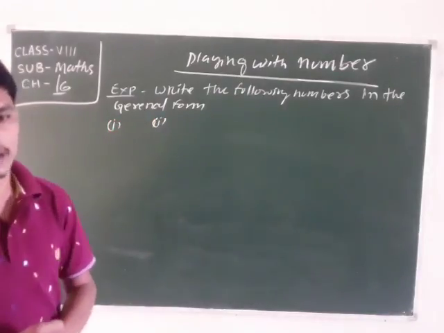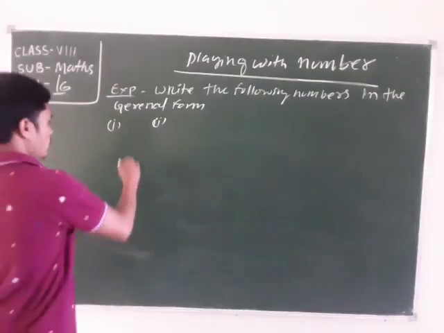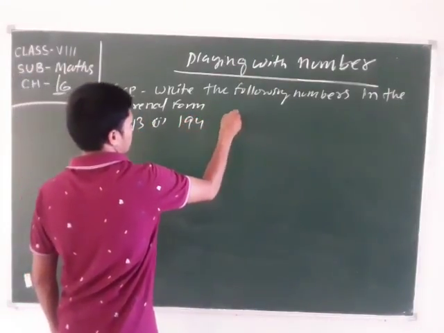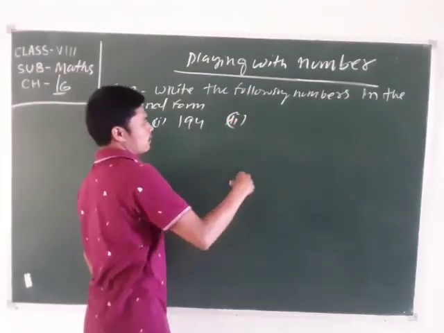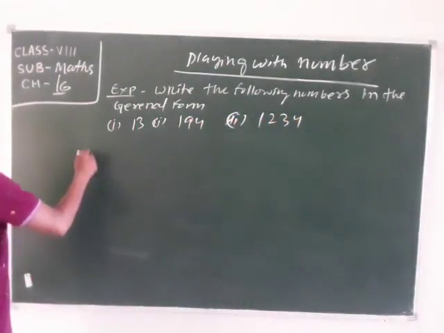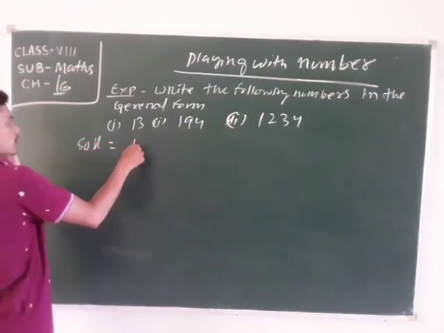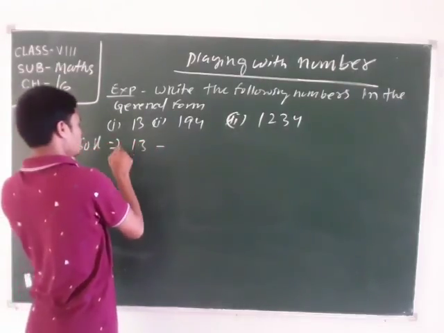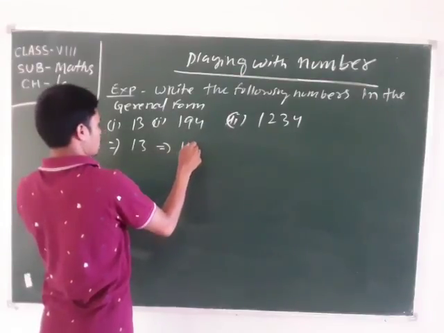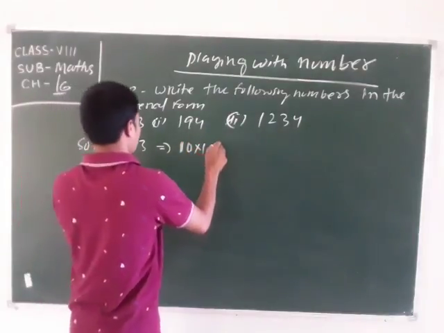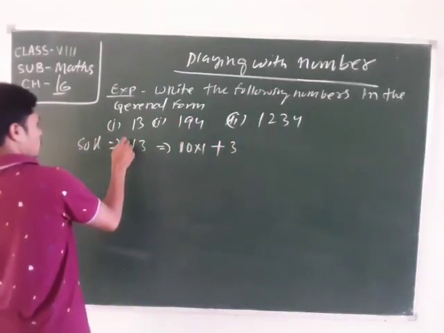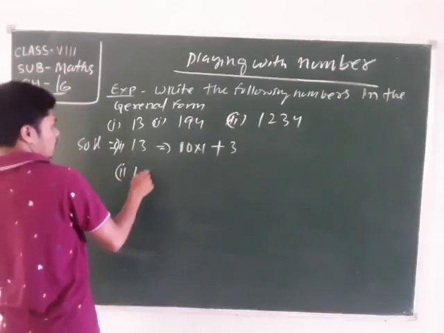Two numbers, we will take the two numbers. First one is 194. Another one is 1234. This is there. Then here is the solution. What is the solution? 13 equals 10 into 1 plus 3. Okay, that is the two numbers.